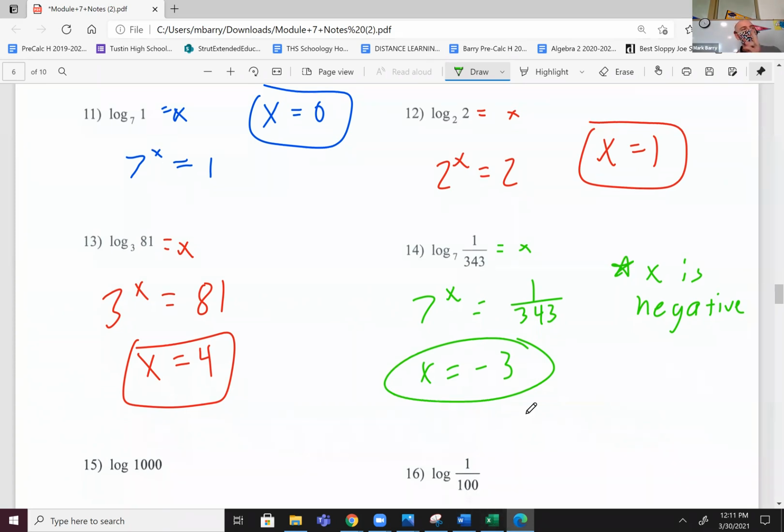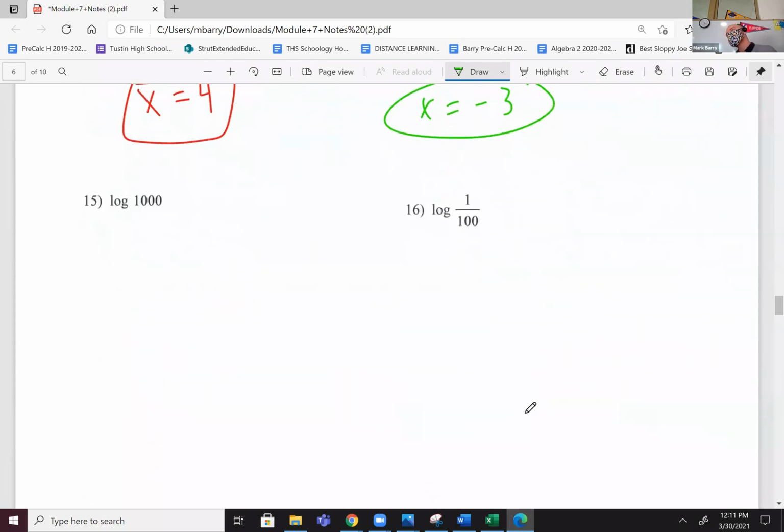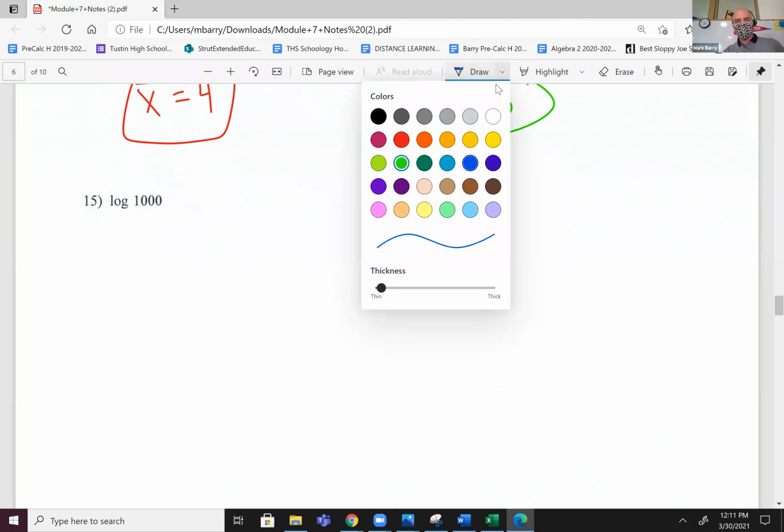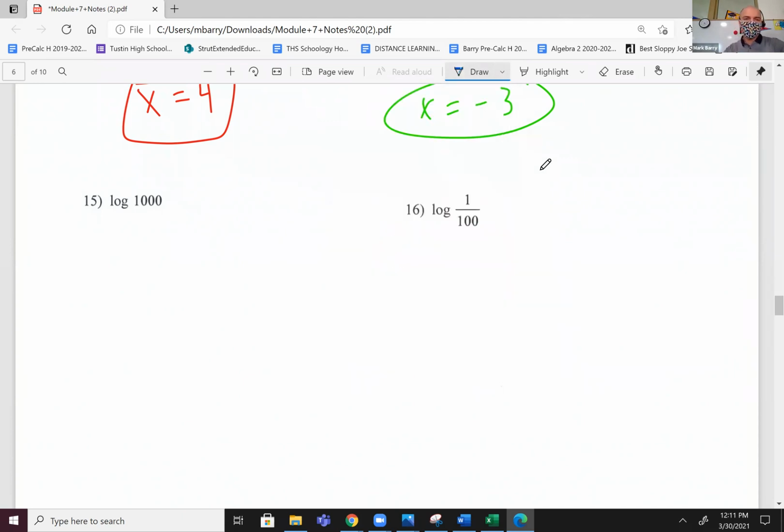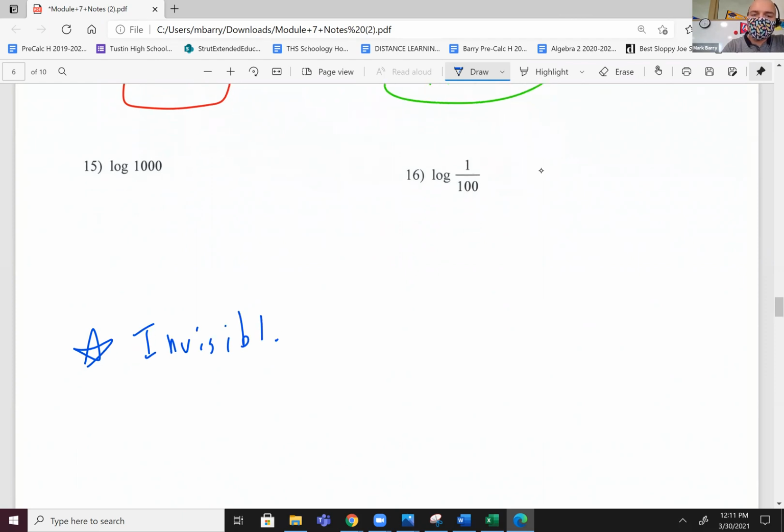All right, 2 more, and these are very important as well. So make sure you listen up here because these are a little weird, right? What's weird here? There's no base, right? They didn't write the base. So this is actually not a mistake. This does happen, okay? And so I want you to write down here, invisible base. When there is a log written with an invisible base, the base is always the same number, and that base is 10.